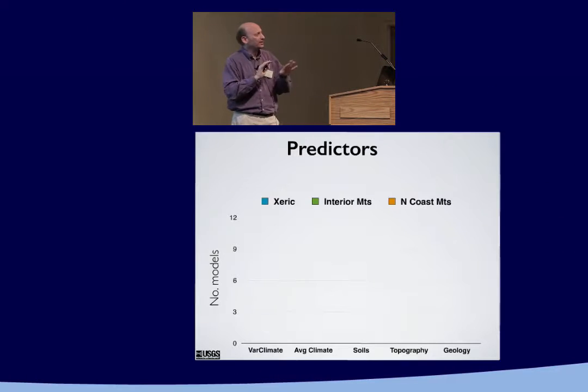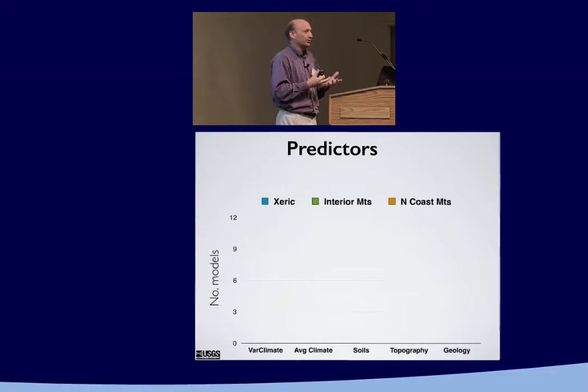I wanted to give you a quick summary of what predictors were important for these monthly flows. So what I did is I lumped the predictor variables into groups. This variclimate, or those time T0 through T12 variables that vary, and then the average climate, and then I basically lumped all the soils, topography, and geology together. And again, for each region, we built 12 models, one for each month.